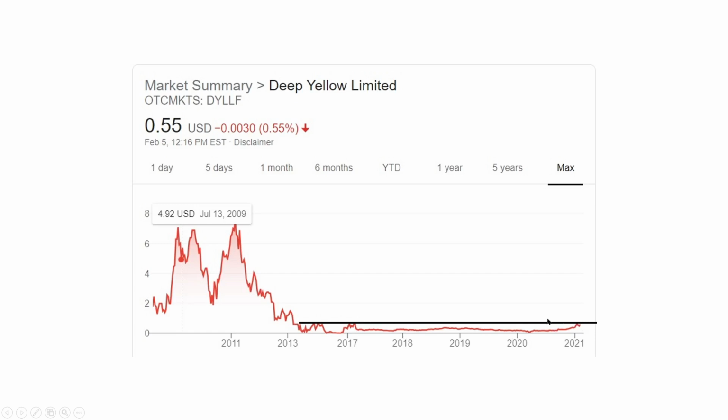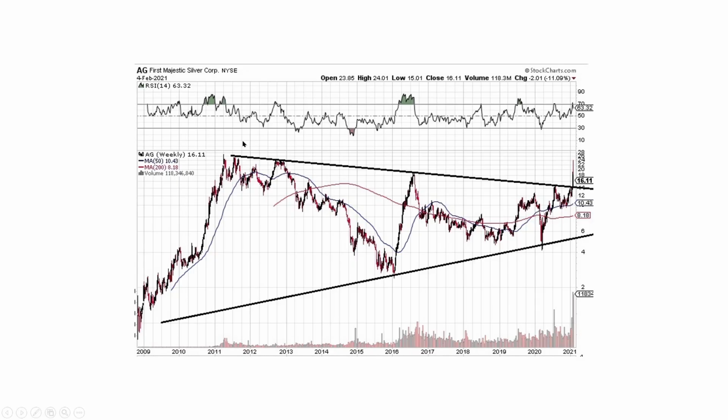When it breaks the 60 cents mark, my Lord, watch out. This thing's going to go. And here's AG. Again, weekly chart over a decade-long pattern. It is massive. Broke to the upside. Now it's just back testing. I like buying the back tests. That's what I do. So I bought the back test and I own AG.